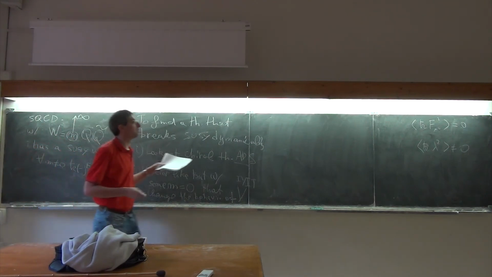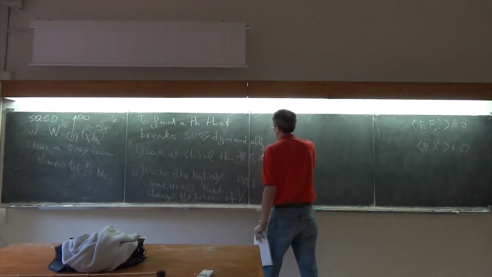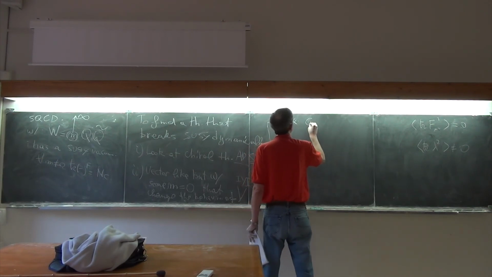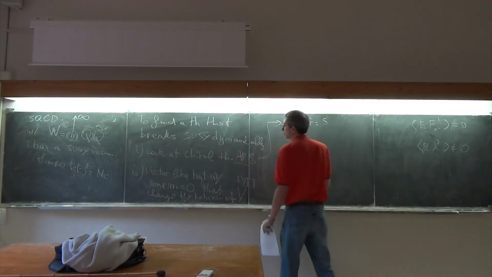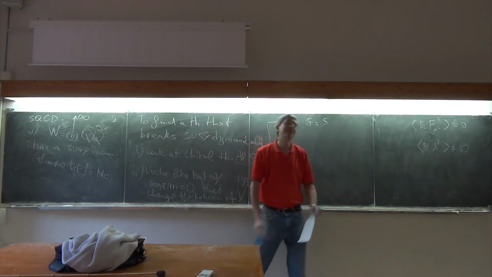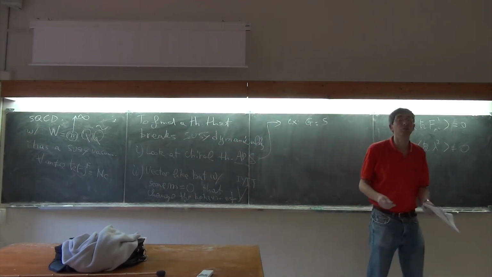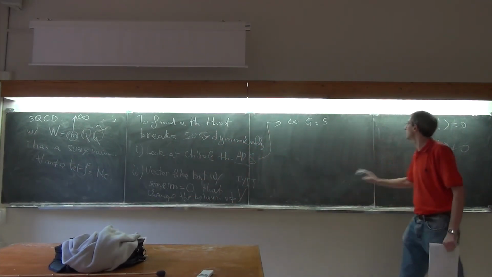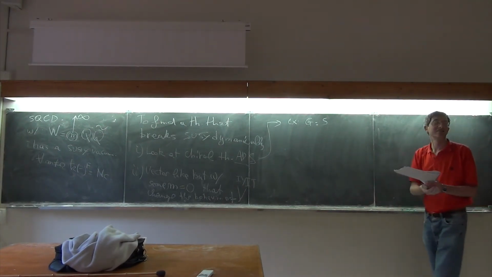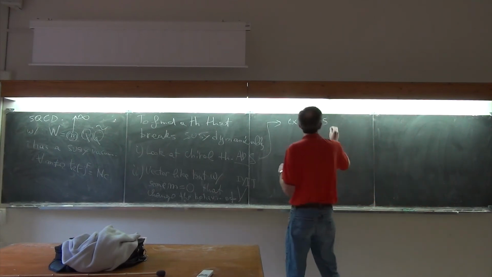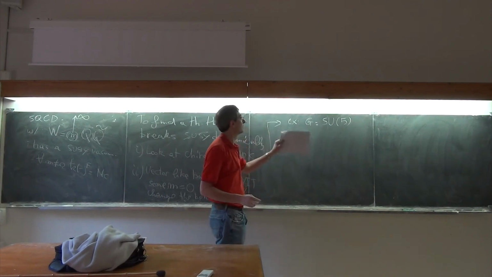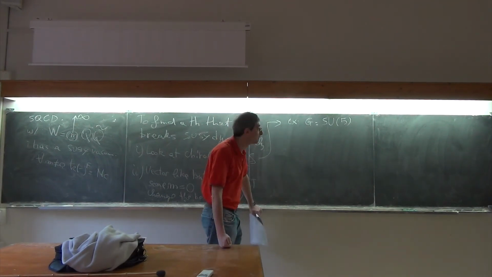For instance, a very nice example is the following: take a gauge group. I will not give you all the details because the details involve some nice but messy group theory. But for those of you who like group theory, and why shouldn't you, this is a very nice exercise. So let me tell you the broad line of this. You take an SU(5) gauge theory.